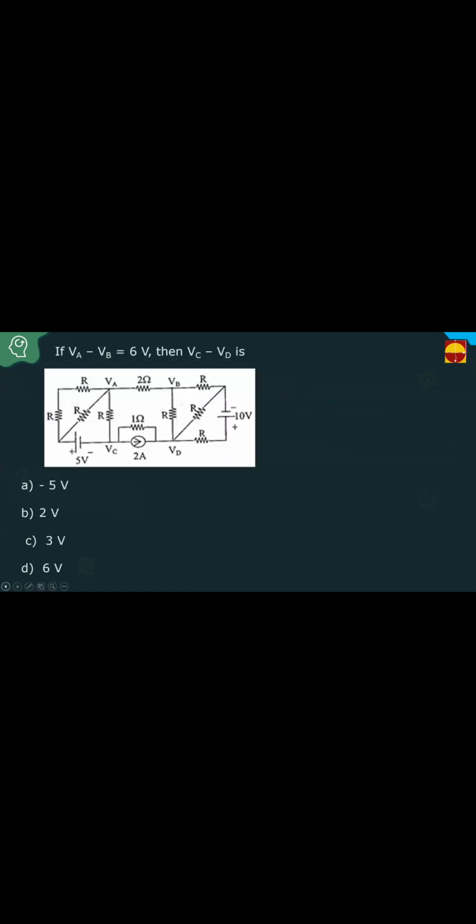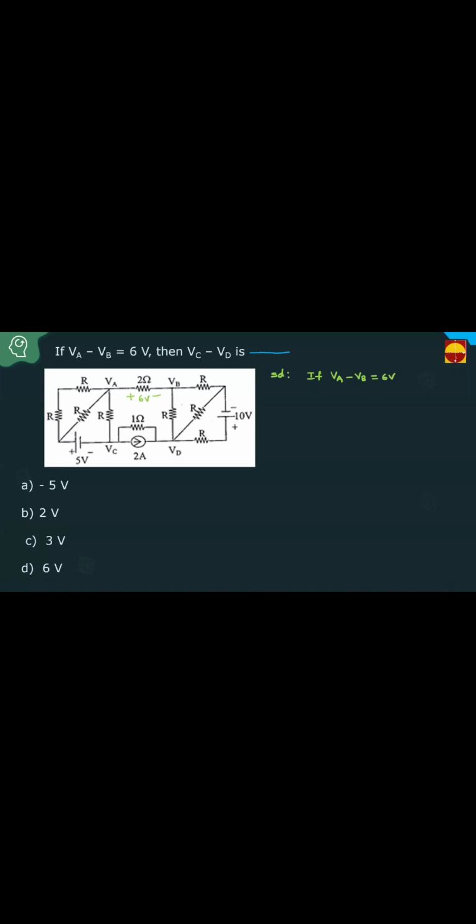Clear, sir? Please concentrate. Can anybody answer this question? This is also a previous GATE question. If VA minus VB equals 6 volts, then VC minus VD is dash. This is also very simple. What have they given? If VA minus VB equals 6 volts, that is, the voltage across this one is 6 volts.